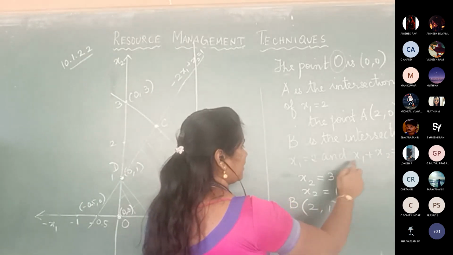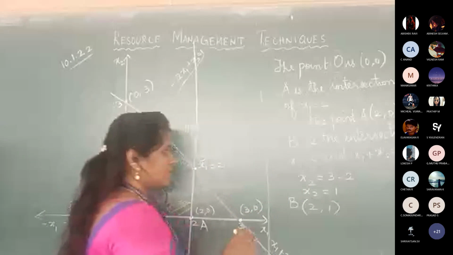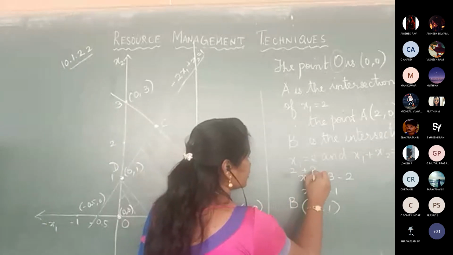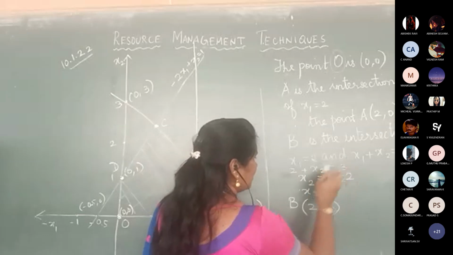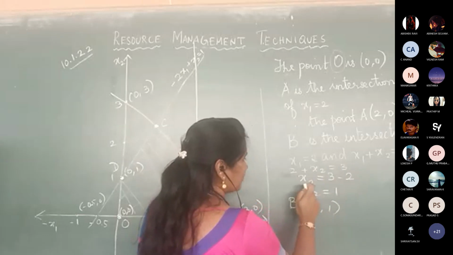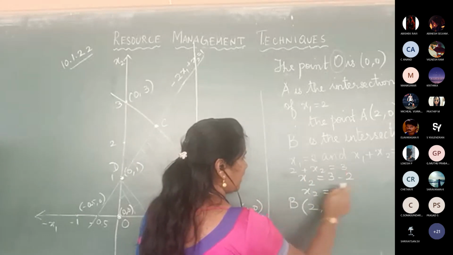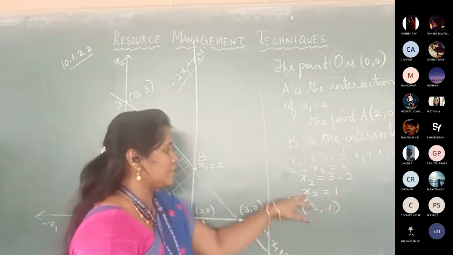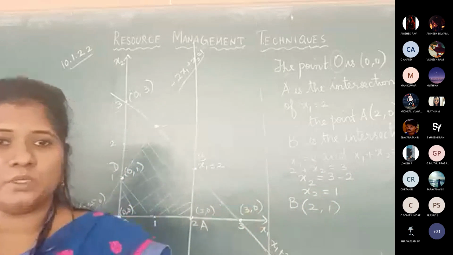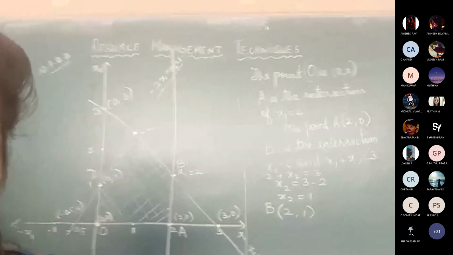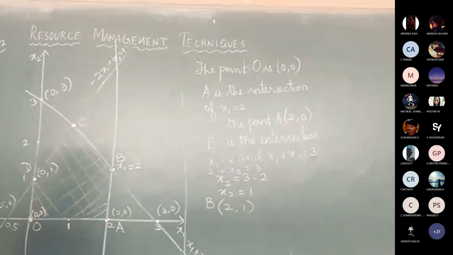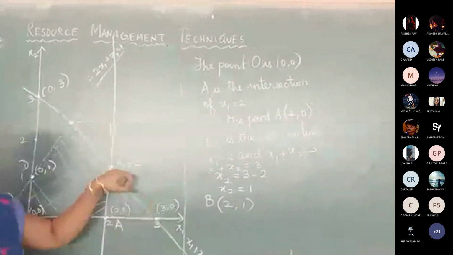I have just substituted x1 is equal to 2 in this equation. With steps, it will become 2 plus x2 is equal to 3. I need only x2, so x2 is equal to 3 minus 2, taking the 2 outside. You get x2 is equal to 1. Okay, you have found out B.